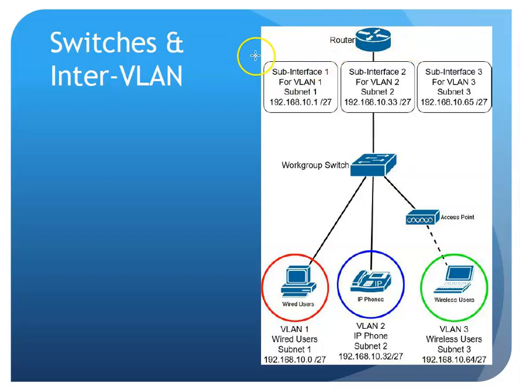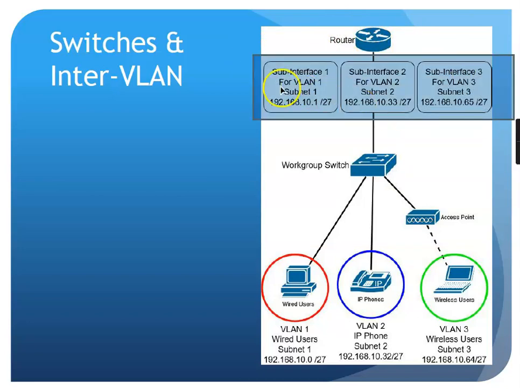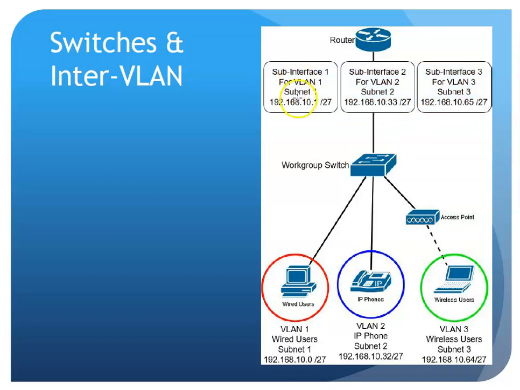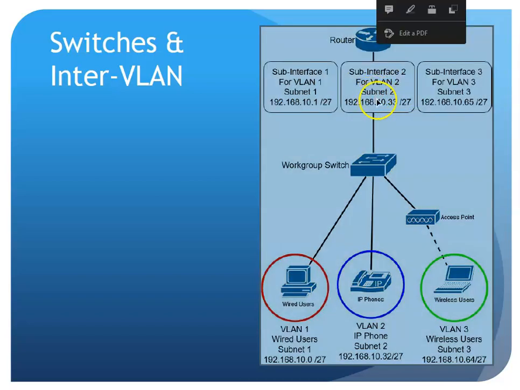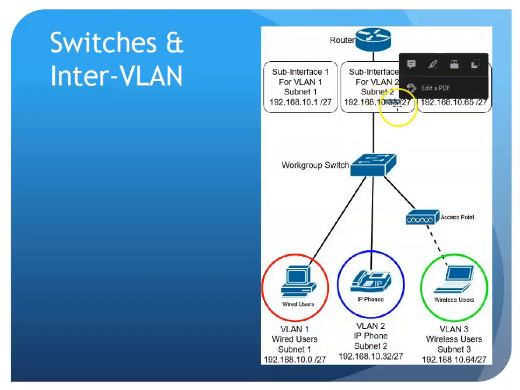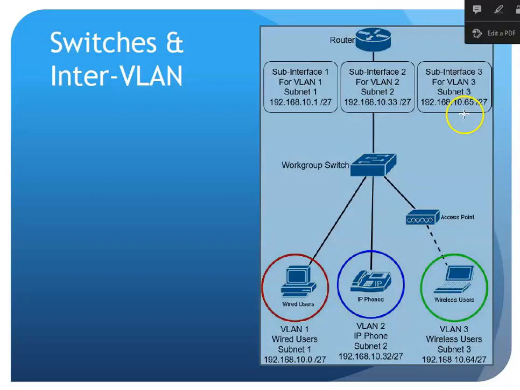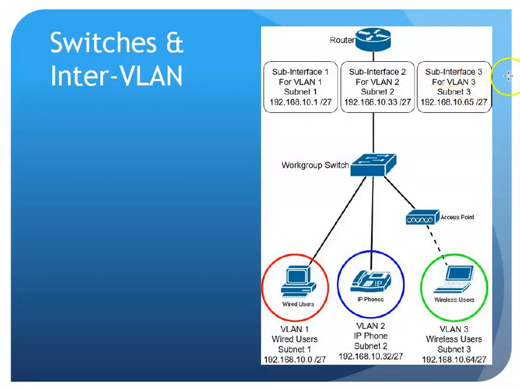On the router, I would break it into 3 logical sub-interfaces, which we will do, and I would allocate a subnet to each one. VLAN 1, subnet 1, 10.1, that's the first usable. Sub-interface 2, VLAN 2, subnet 2, 33 is the first usable in the 32 subnet. And then over here, sub-interface 3, VLAN 3, subnet 3, 65 would be the first usable IP address on that subnet. And that's how I would do that.